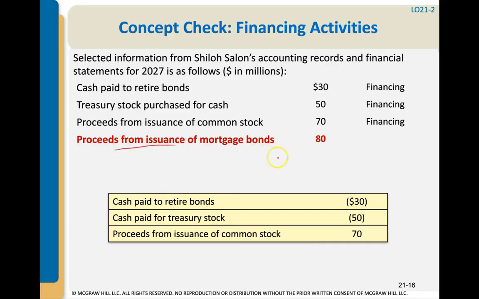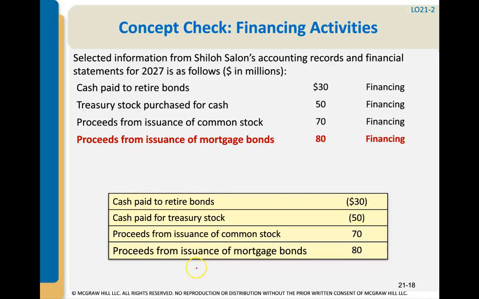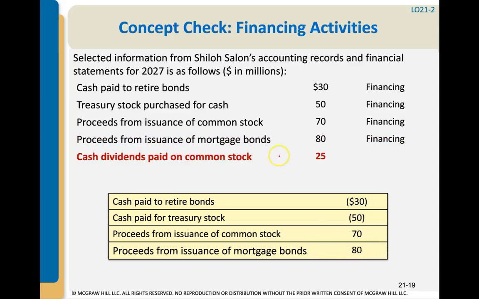And proceeds from issuance of mortgage bonds, again, we'd be debiting cash and crediting mortgage bonds payable, right? This is a long-term liability, and therefore it's going to be an inflow because we're receiving cash on our financing section. So that's going to be the next line, proceeds from issuance of mortgage bonds, plus 80. Next, cash dividends paid on common stock. Again, think about the entry. We would debit retained earnings, 25, and we paid cash, 25, because it's on our own common stock, right?